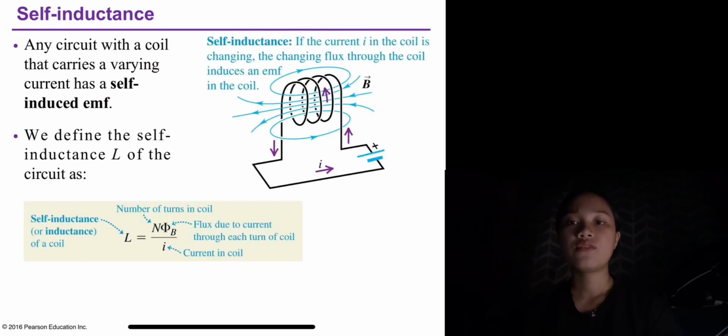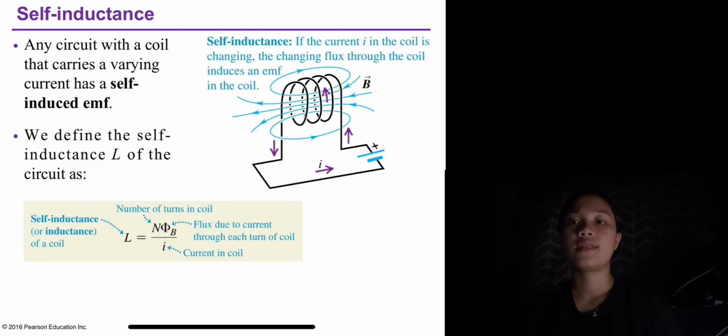Now, self-inductance occurs when a changing current in a coil induces an EMF in the same coil. This induced EMF always opposes the change in current. This is a consequence of Lenz's law. In other words, the coil resists changes to its own current.